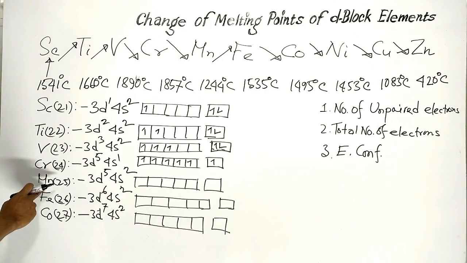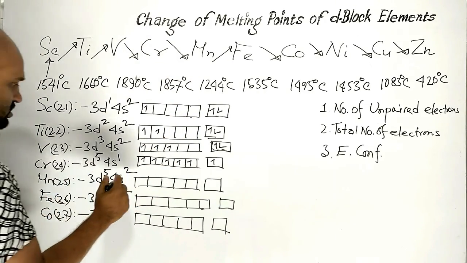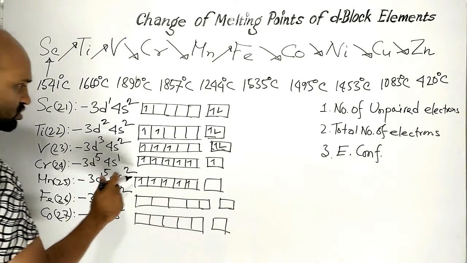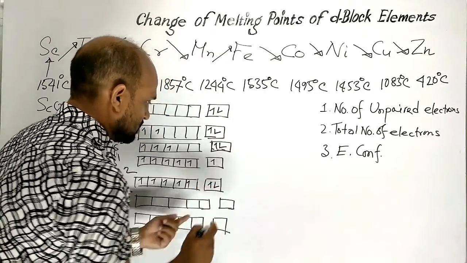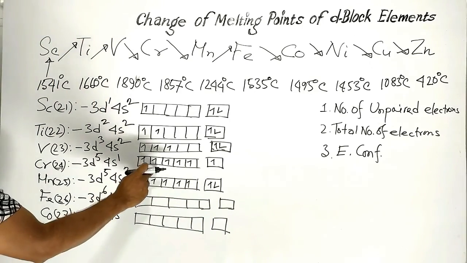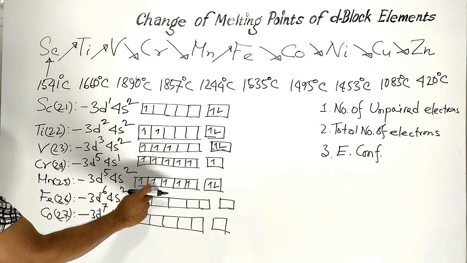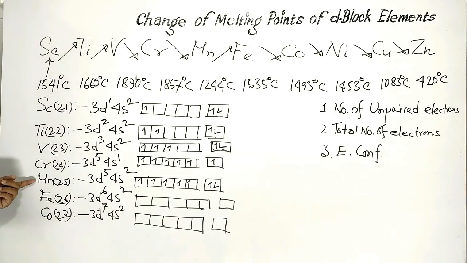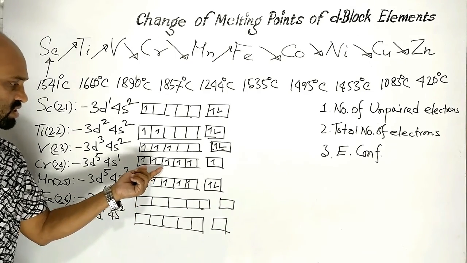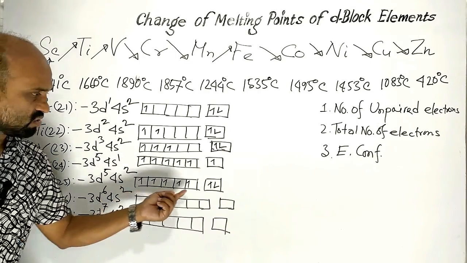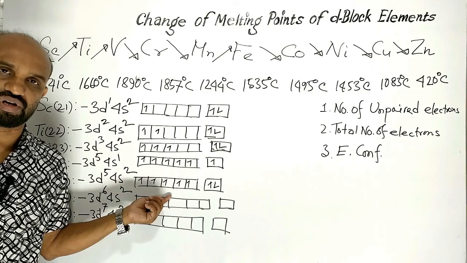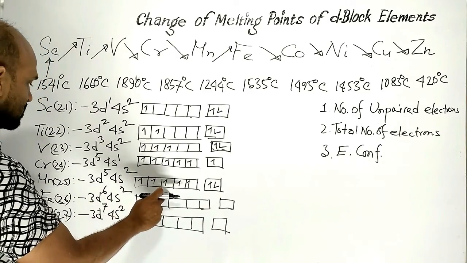Now let's see for manganese. D orbitals contain 1 electron each and s orbital with 2 electrons, that is completely filled. So this electronic configuration of manganese is more stable than electronic configuration of chromium. Here one orbital is completely filled and another orbital is half filled. That is why this is more stable.